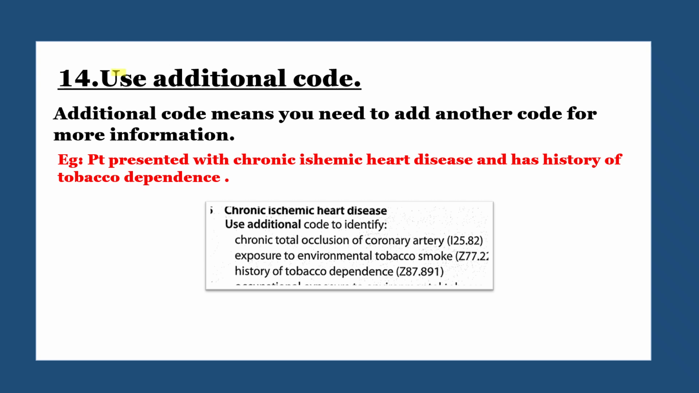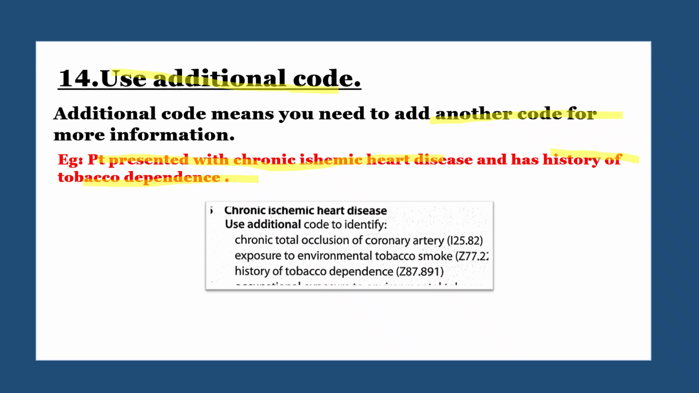Use additional code. It means you need to add another code for more information. For example, it means the initial code alone is not sufficient and you need to add another code to provide complete details about the patient's condition. For example, a patient presents with chronic ischemic heart disease and he has a history of tobacco dependence, but not in his present time. Even so, you have to code it along with the main condition.